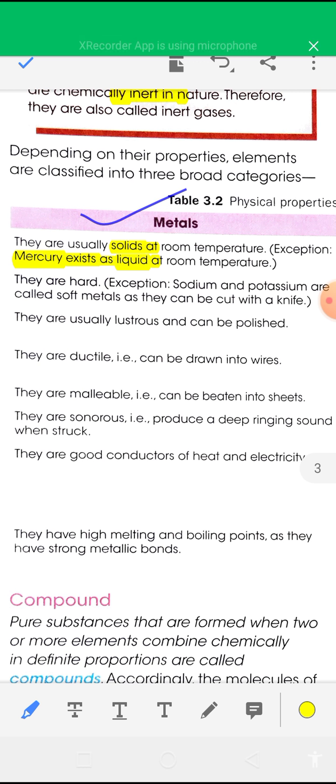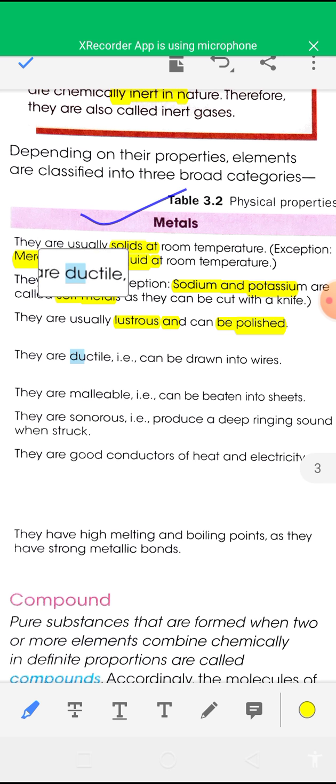Okay, and metals are very hard. There are some exceptions also, like sodium and potassium. They are soft metals, and they can be cut with a knife. And metals are usually lustrous, that is shining, and they can be polished.